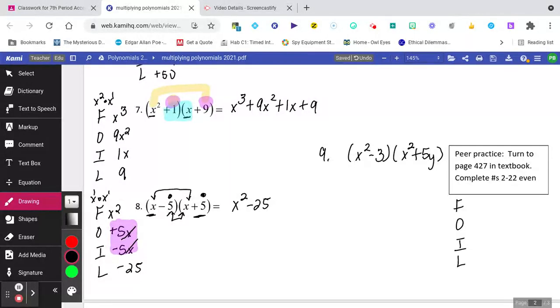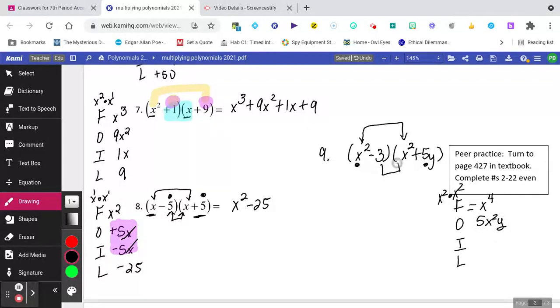So I'm going to take the two first terms. That's x squared times x squared. So write 1x and add your exponents. 2 plus 2 is 4. What's on the outside? Outside here is x squared. Outside here is 5y with the outside edges. So that gives me 5x squared y.